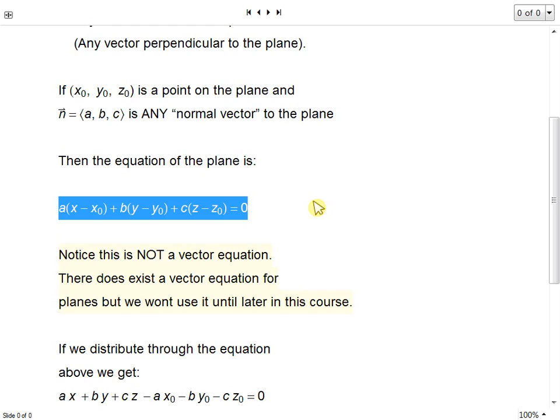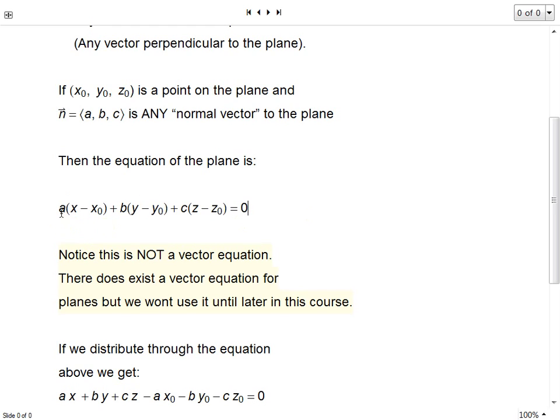Now what's the A, the B, and the C right here in this equation? Yeah, those are the components of the normal vector, right? And then we have x naught, y naught, z naught. That's the point, not center. That's the point on the plane, any point on the plane. So you give me the point, you give me the normal vector, I give you the equation.